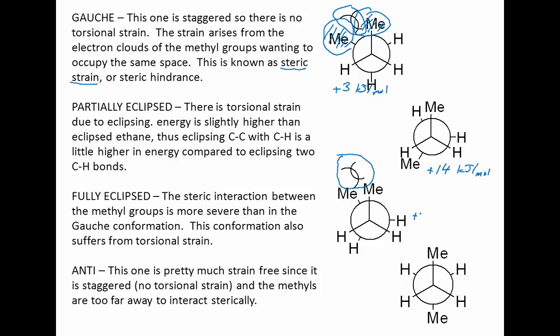destabilized. And again, because of delta G equals minus RT ln Keq, we know that at equilibrium, almost all of the molecules of butane would be anti. There would be several of them that were gauche, and probably very few that were partially or fully eclipsed. Notice the anti conformation avoids all steric interactions and all torsional strains since it's a staggered conformation. The methyls are too far apart to interact sterically.